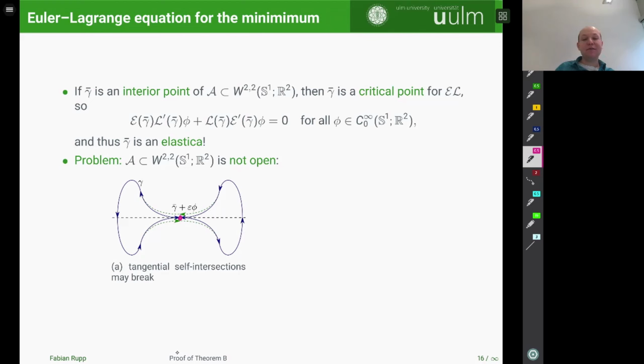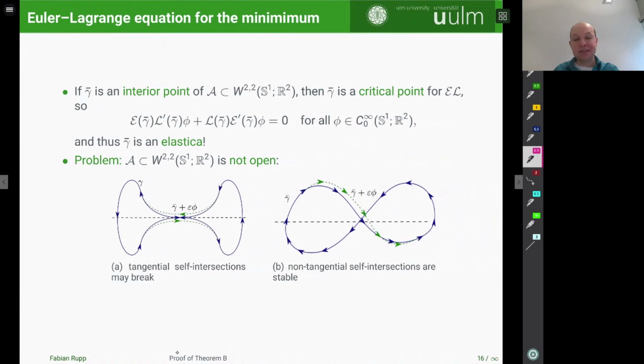On the other hand, if the self-intersection of gamma bar is non-tangential, as it is in the picture on the right, then we have stability. So then any perturbation will still have a self-intersection. The blue curve has a self-intersection here, and if we do an arbitrary perturbation here in green, then this still has a self-intersection here. So these non-tangential, or sometimes also called transversal, self-intersections are stable in some sense.